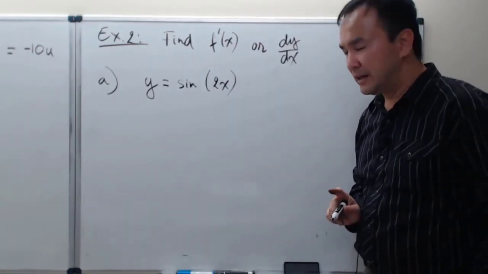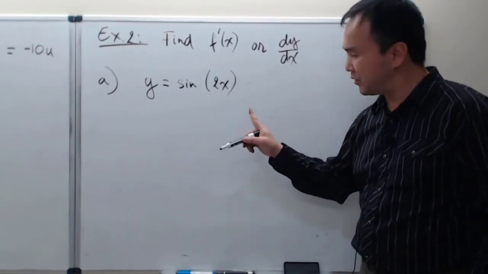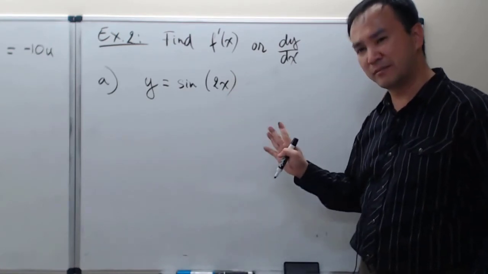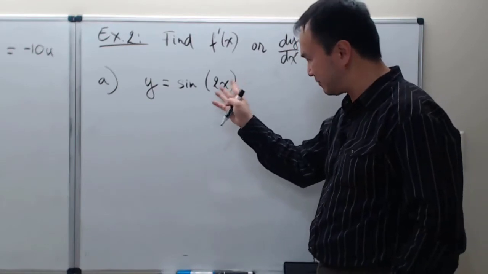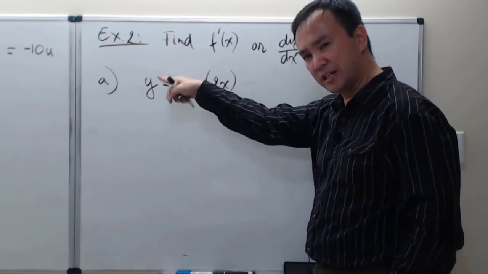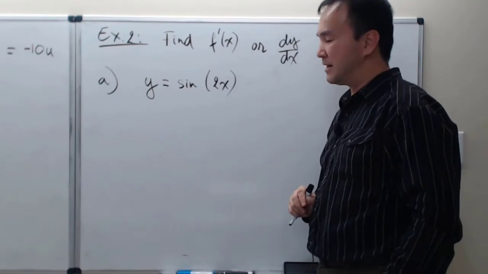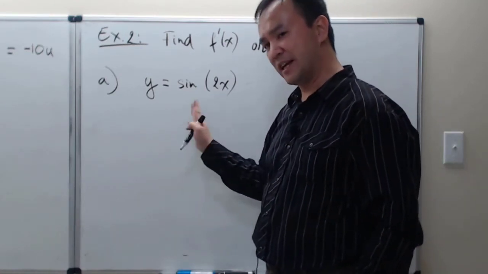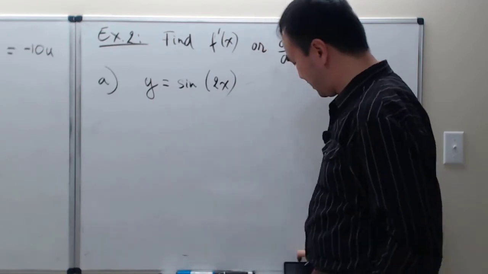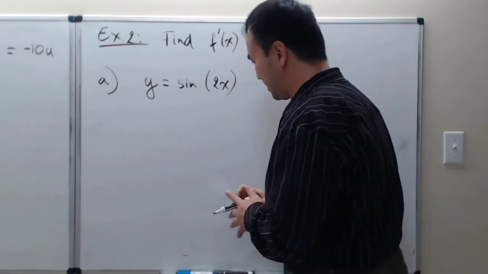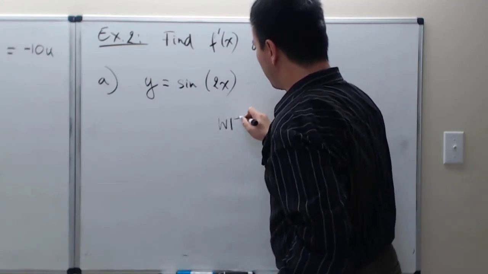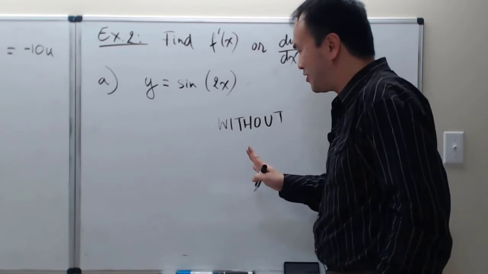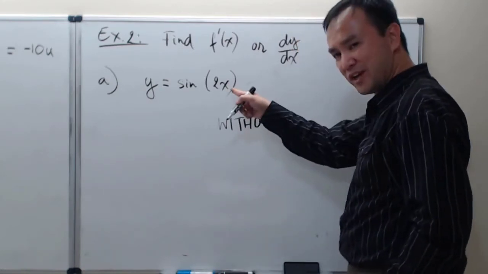In my lecture for trig functions, we actually had an example very similar to this. I don't remember if it was exactly the same, but it's a double angle inside of our trig function. Now, without the chain rule, we can still solve this problem. Quickly, let me make a note right here. If anyone doesn't want to use the chain rule, we can still get around this.